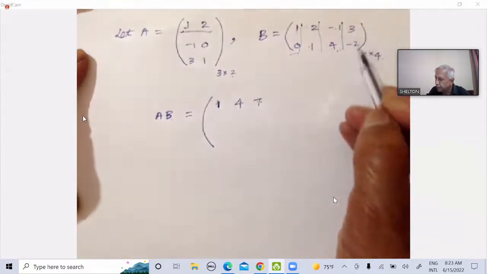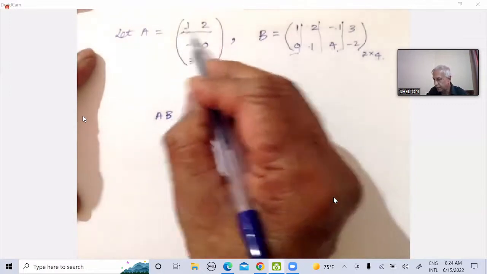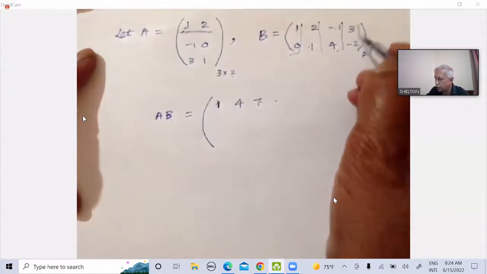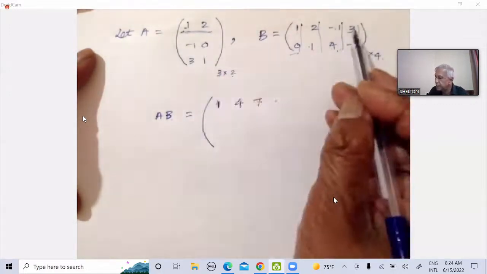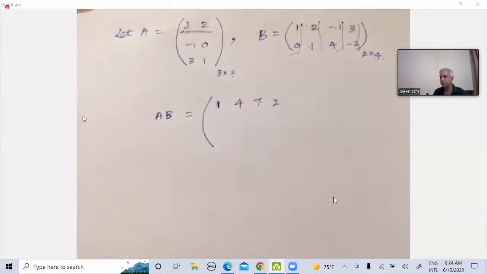1, 2 multiplied by this is the 1, 4 entry. So the first row from this one and the fourth column from this one. 6 minus 4. 6 minus 4 is 2.